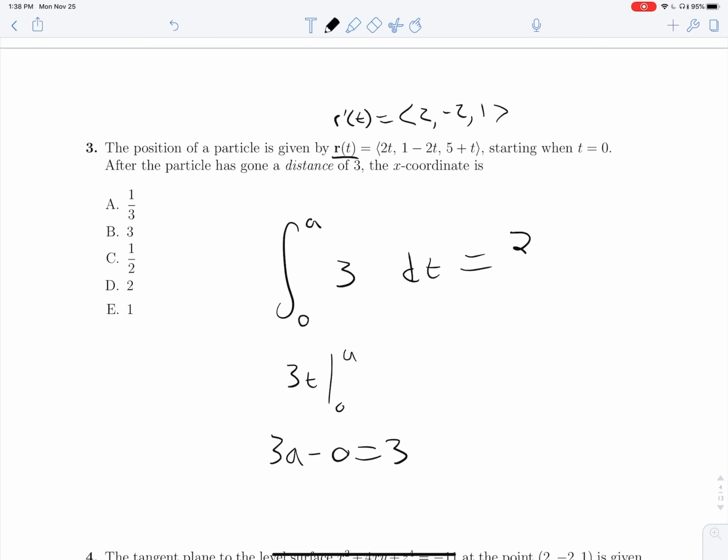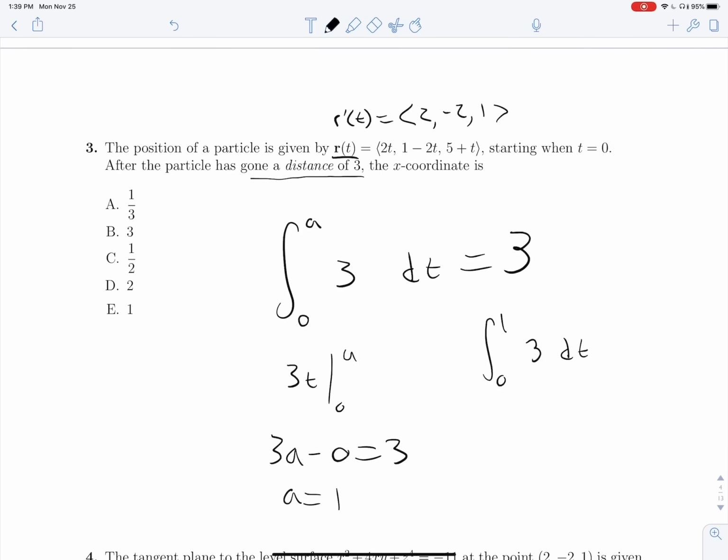because we need this whole thing to be equal to 3, because we need to find the coordinate where we have gone a distance of 3. So we can solve this and see that a equals 1. And this makes some sense because our integral from 0 to 1 of 3 dt, we don't have any t's in here, we're just going to multiply by 1.